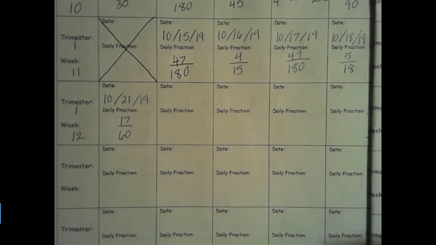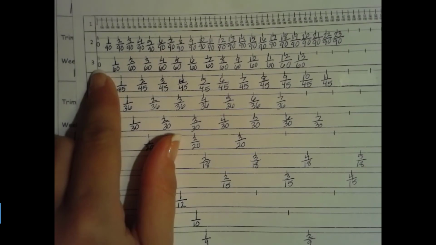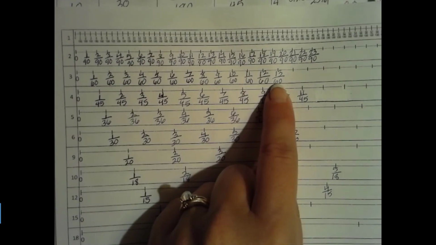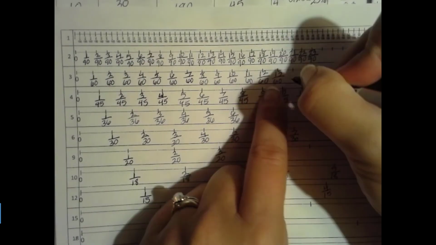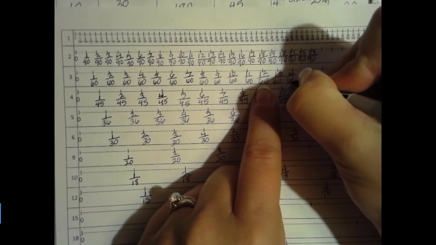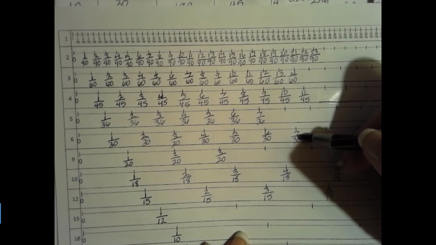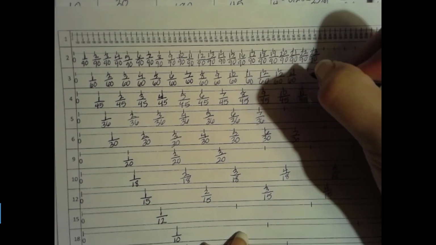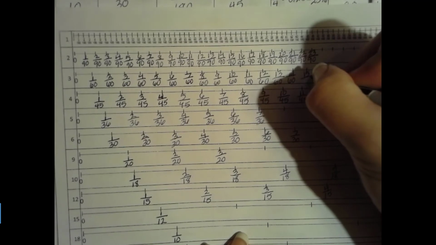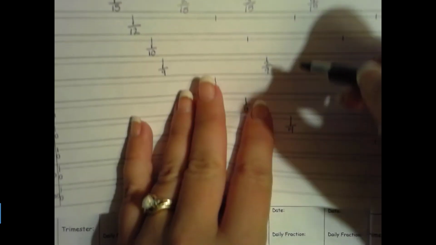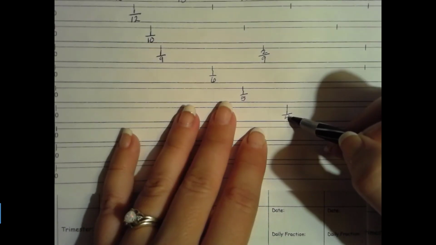Okay, let's go ahead and get out your number line. We did groups of 3. Okay, so here's our 3. Go all the way over. Our last one is 13/60. 14/60. That's equivalent to 21/90. And 7/30 was our simplest form. 15/60. That was equivalent to 45/180. And all the way down here, it's equivalent to 1/4.